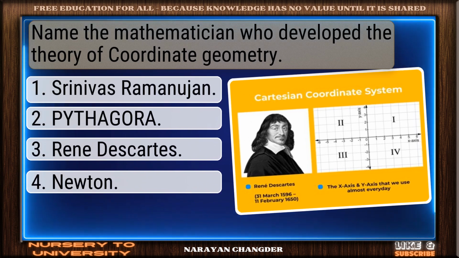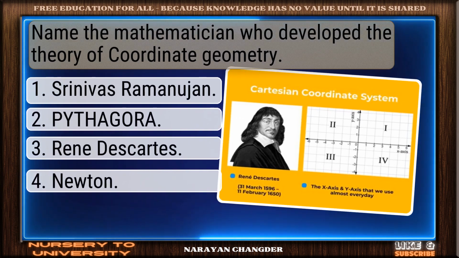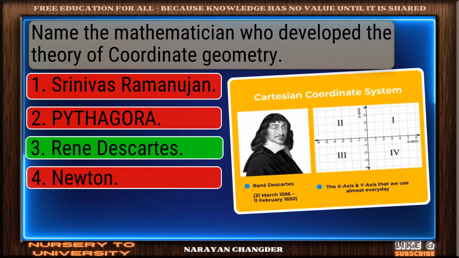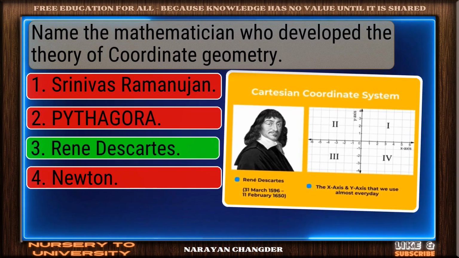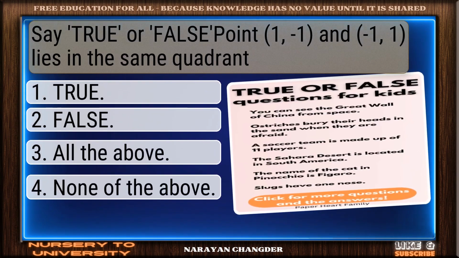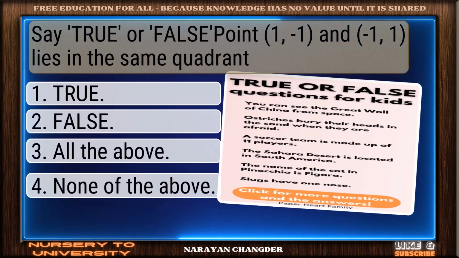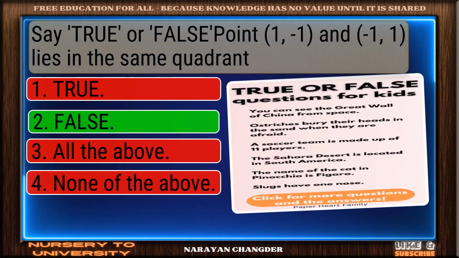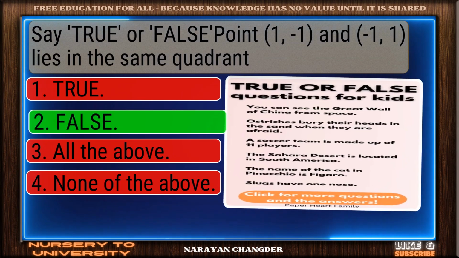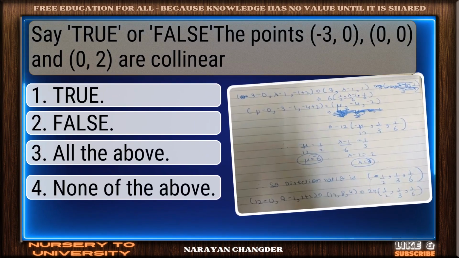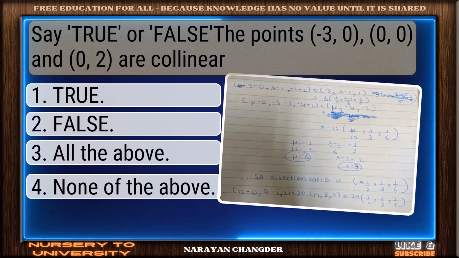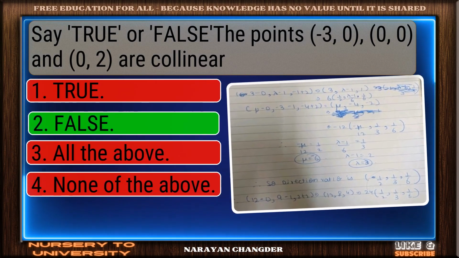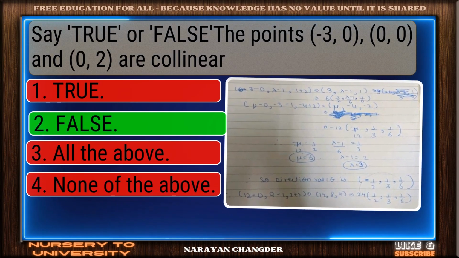Name the mathematician who developed the theory of coordinate geometry. Strong choice. René Descartes is right. Say true or false: a point and lies in the same quadrant. Perfect. False is the one. Say true or false: are the points and collinear? Valid point. False is true.